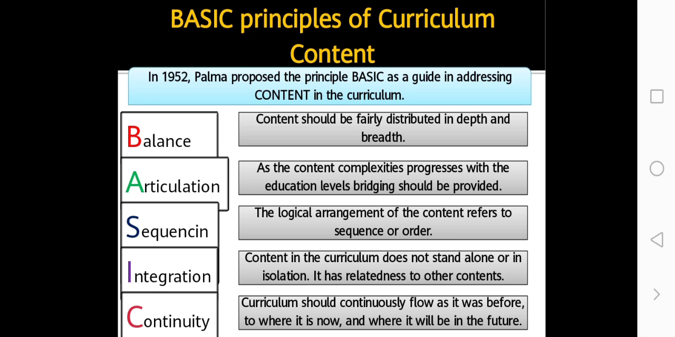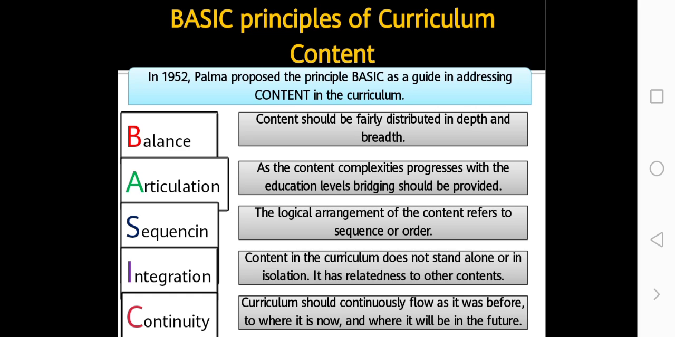Next is sequence. The logical arrangement of the content refers to sequence or order. This can be done vertically for deepening the content or horizontally for broadening the same content. In both ways, the pattern usually is from easy to complex. What is known to the unknown? What is current to something in the future?